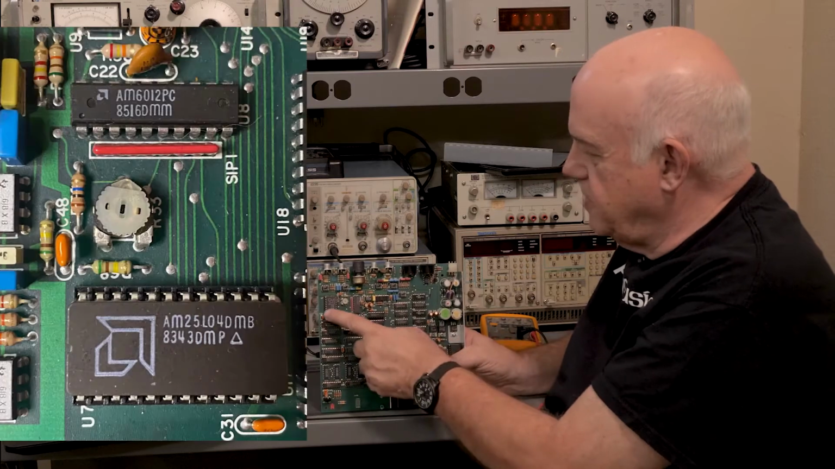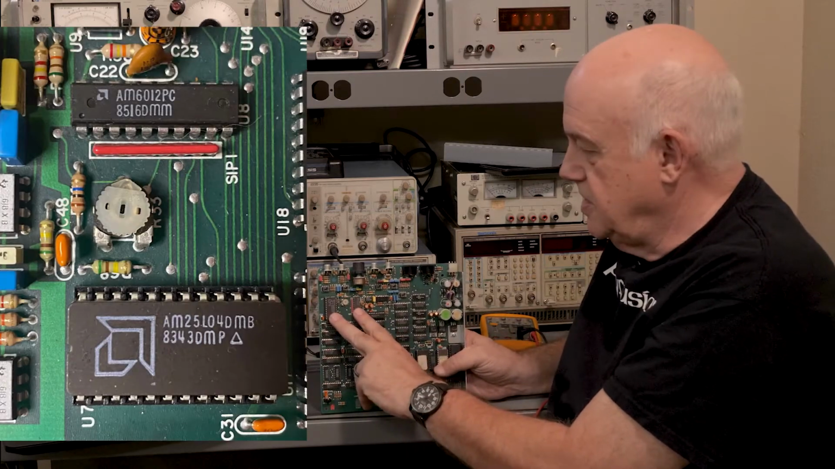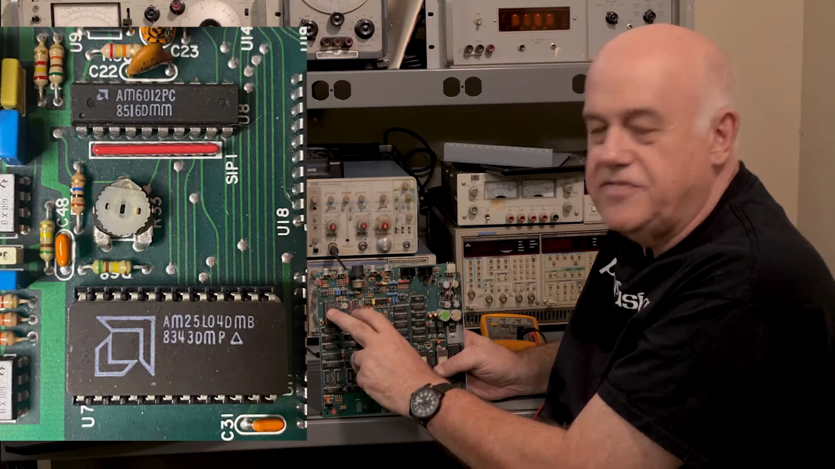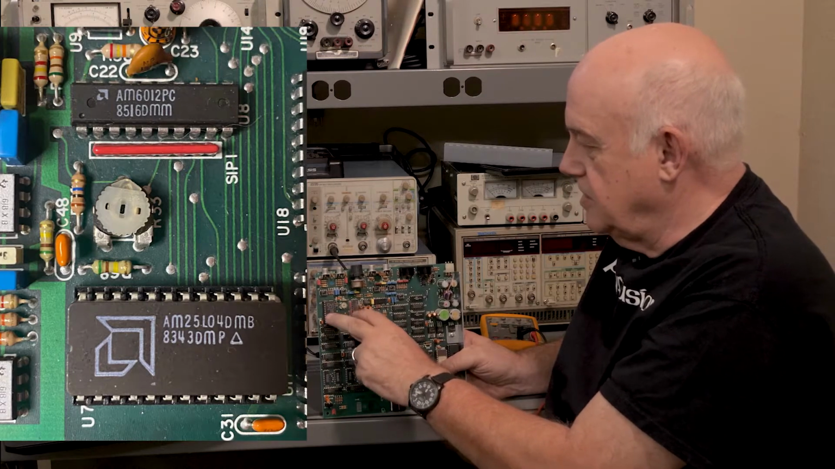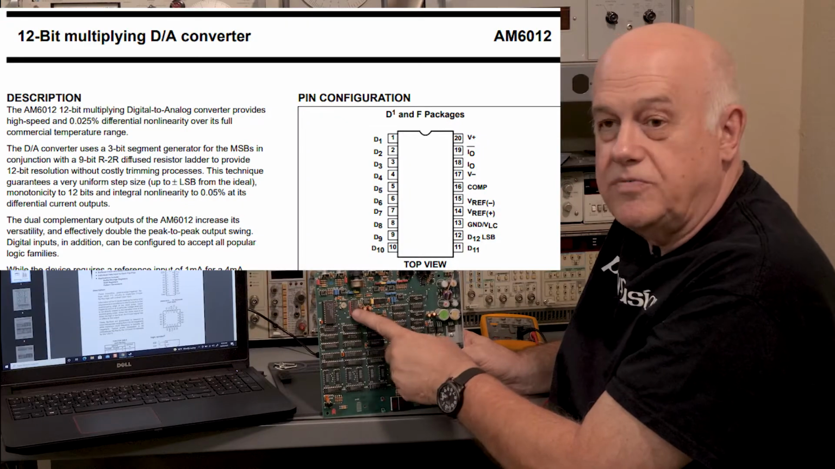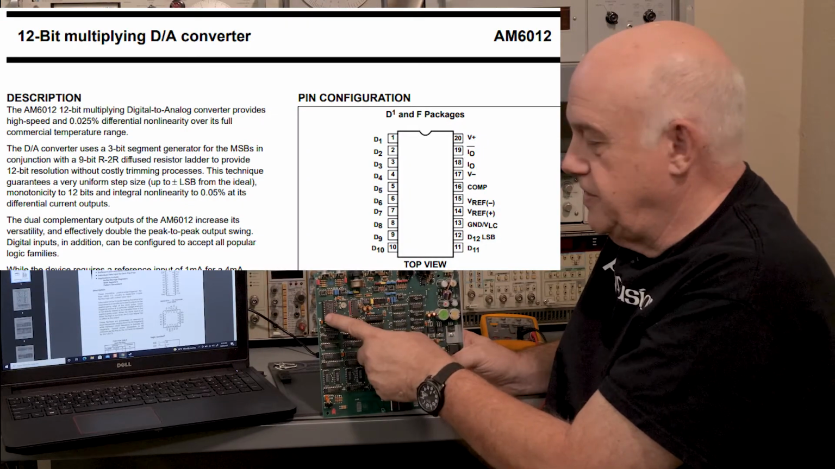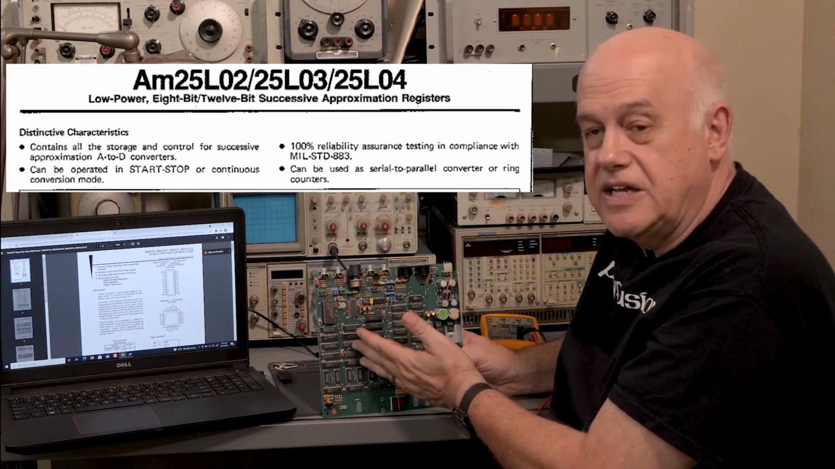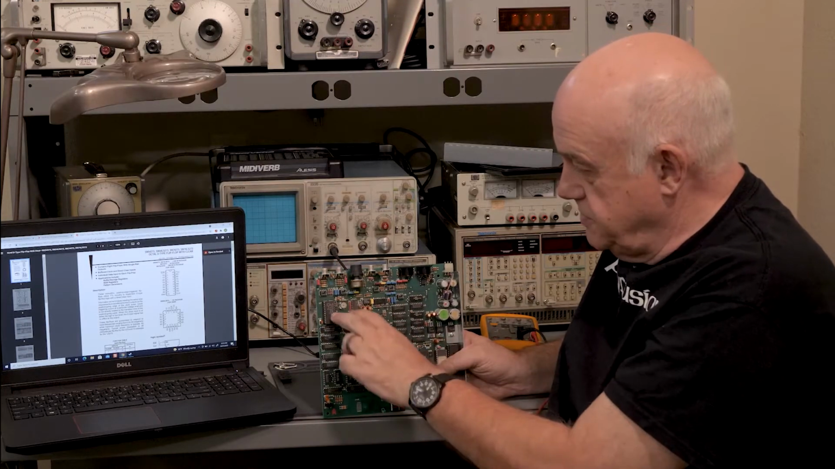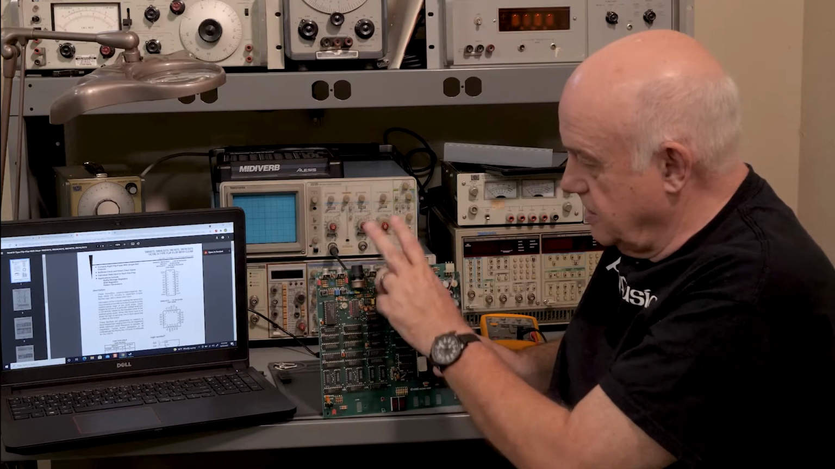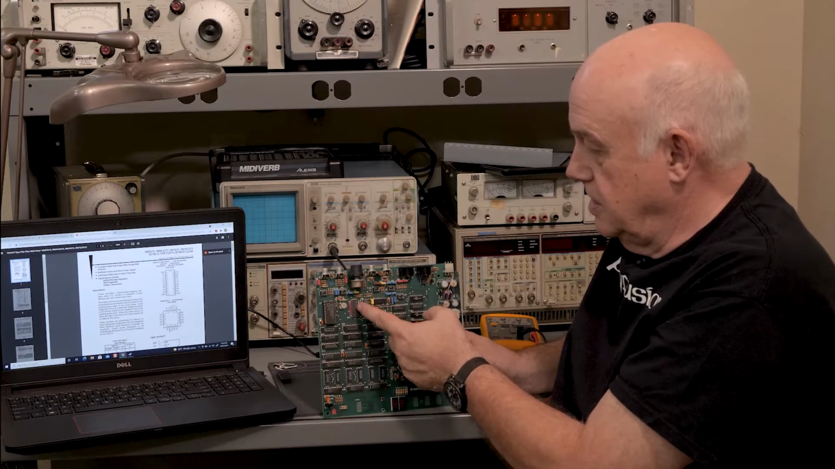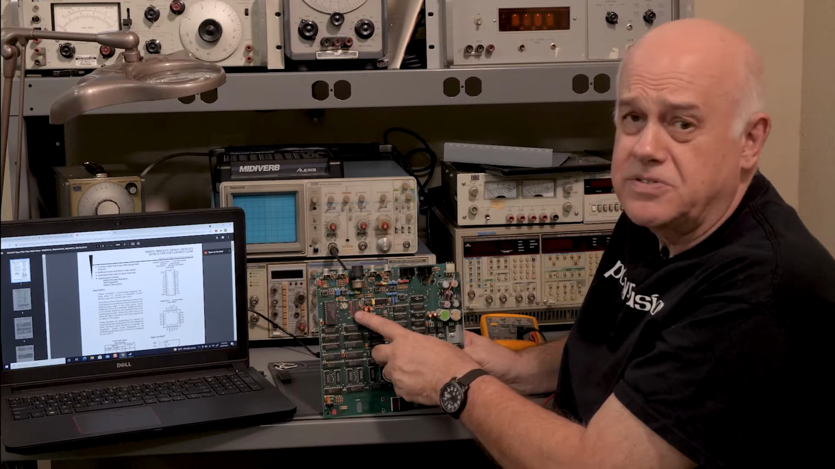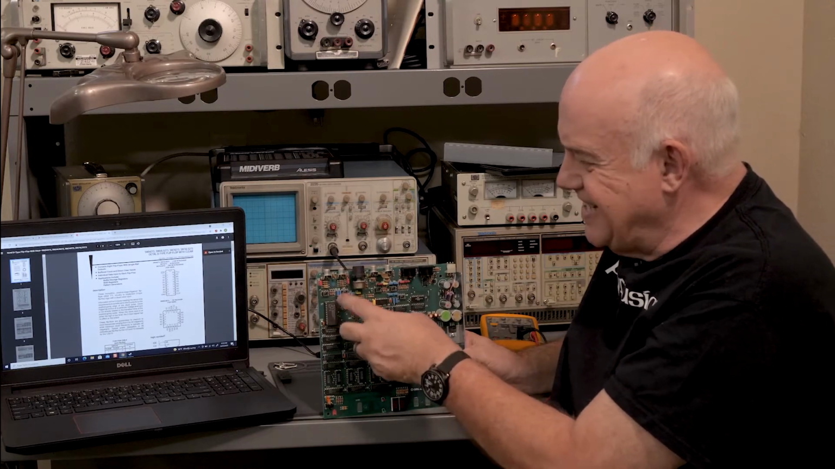I started up here at the top with these two chips. This large chip and the smaller chip both have AMD logos. I looked them up and I found out this is a 12-bit D to A converter, and this is what's called a successive approximation register. There's no A to D converter. Audio comes in, audio goes out. Well, we know audio goes out. Well, there's a DAC. Well, stereo, there's only one DAC. That's interesting. But where's the A to D converter?